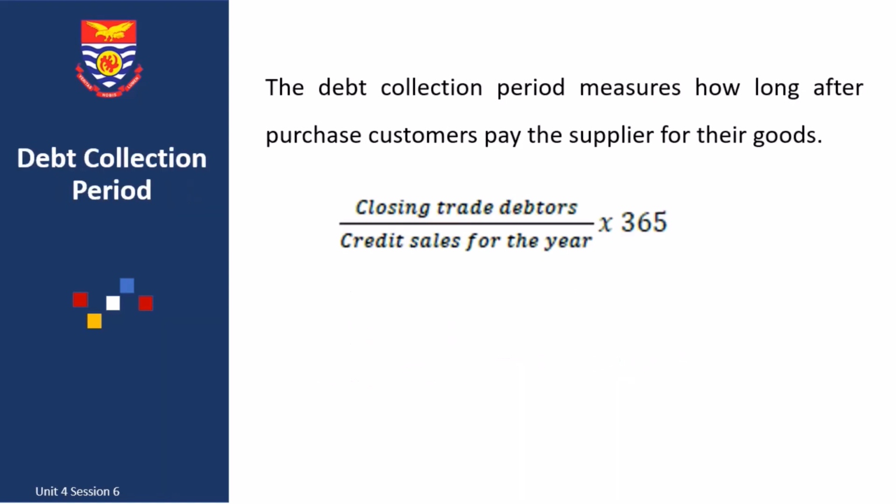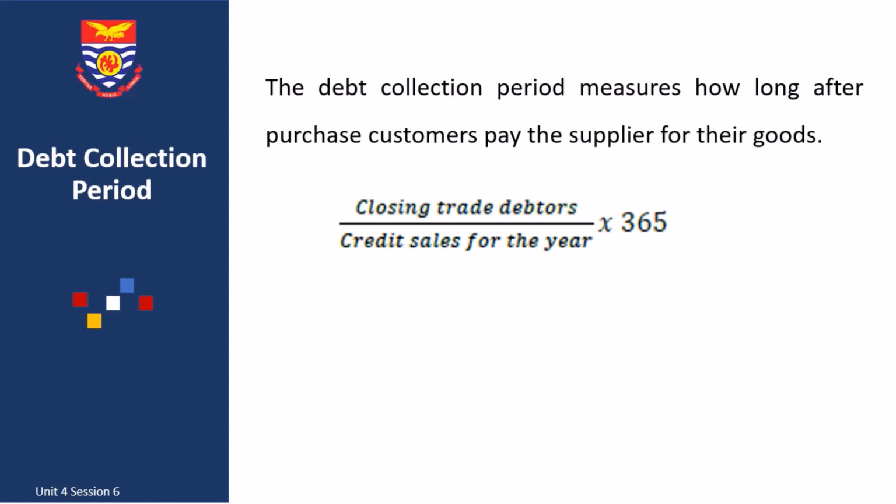Debt collection period. This debt collection period measures how long after purchase customers pay the suppliers for their goods. This is important because failure to send out invoices on time or to follow up late payers will have an adverse effect on the cash flow of the business. The debt collection period relates closing trade debtors to the average daily credit sales to indicate how many days sales are represented by the debtors figure. In other words, how many days worth of sales the supplier has not paid for.